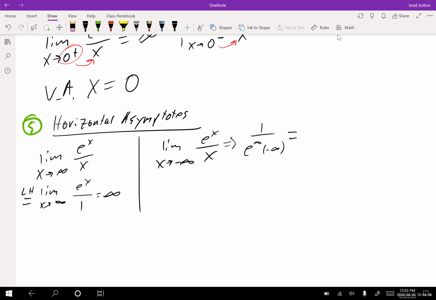Well, this would become 0, okay? So in this particular case, e to the x over x, as x approaches negative infinity, would actually be 0. Okay. So we have horizontal asymptotes. So we have a horizontal asymptote at y equals, let's see, y equals 0. So that's our horizontal asymptote.